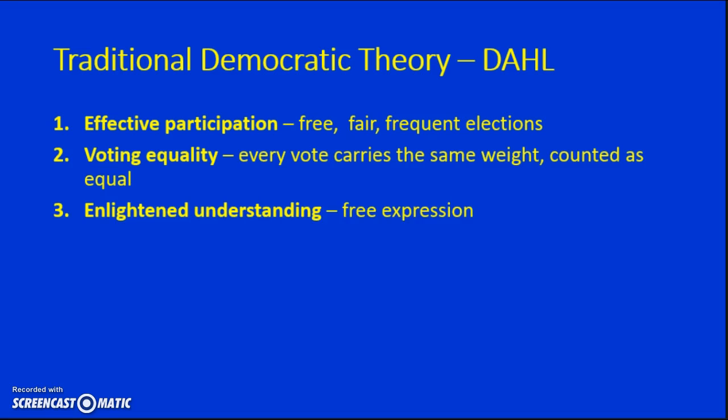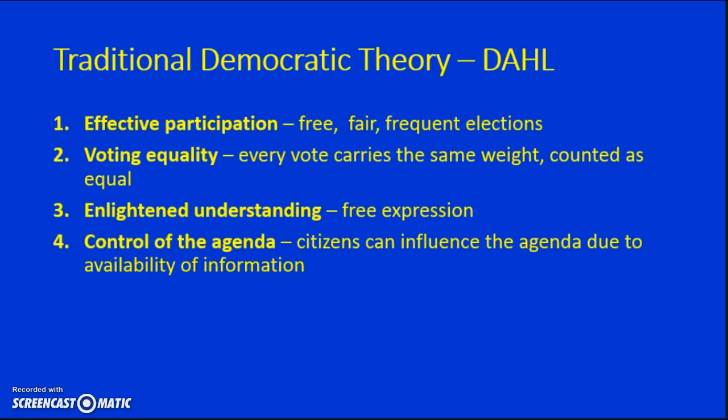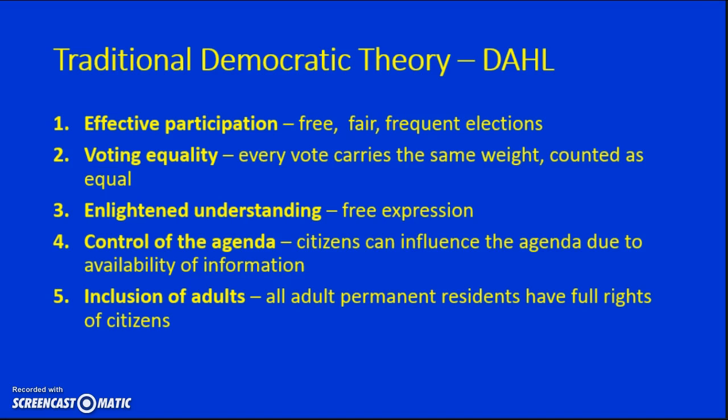3, enlightened understanding. This is thanks to free speech, freedom of the press. We are able to express ourselves freely and therefore understand and learn from many different sources of information and make up our own minds. 4, control of the agenda, meaning that citizens can influence the agenda. They can contact their congressman, they can petition the government to get on the agenda that is considered and looked at when legislation or lawmaking happens. And 5, inclusion of adults. All permanent residents have full rights of citizens. Those are the 5 characteristics of traditional democratic theory according to Dahl.